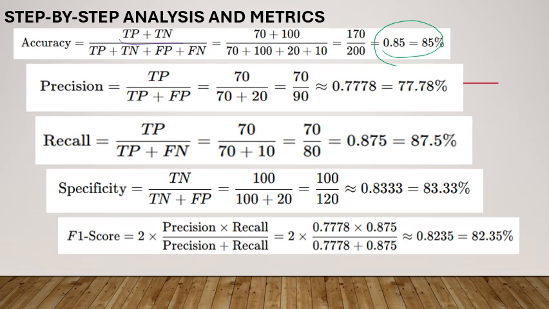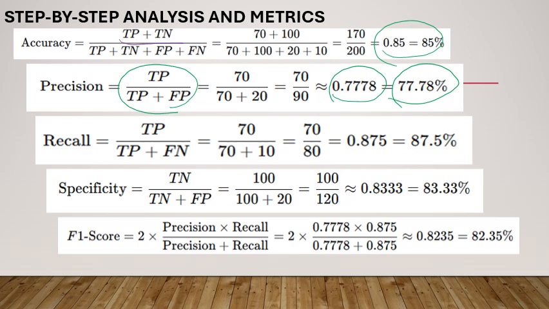And then applying the formula for precision, we have the true positive divided by the sum of true positive and false positive. We will get 0.7778, or in percentage, 77.78%. It means that when the model predicts an email as spam, it is correct about 77.78% of the time. This shows the model has a moderate false positive rate, as 22.22% of the predicted spam emails are not actually spam.